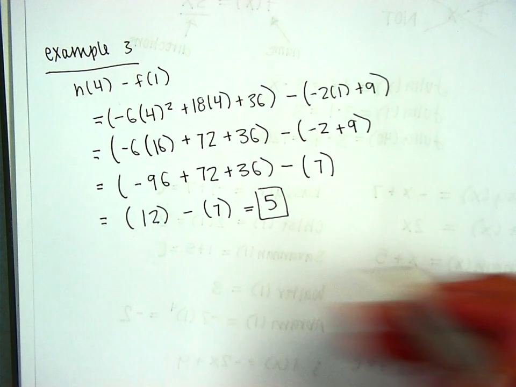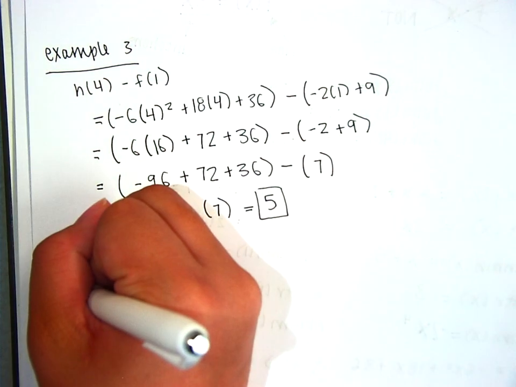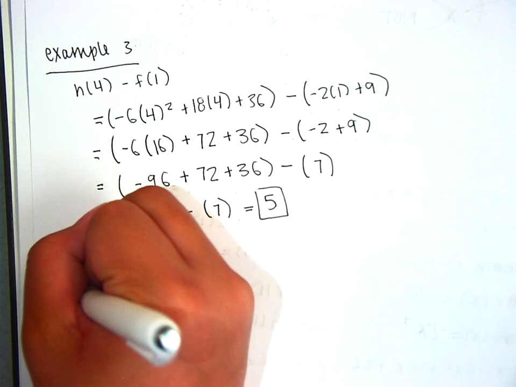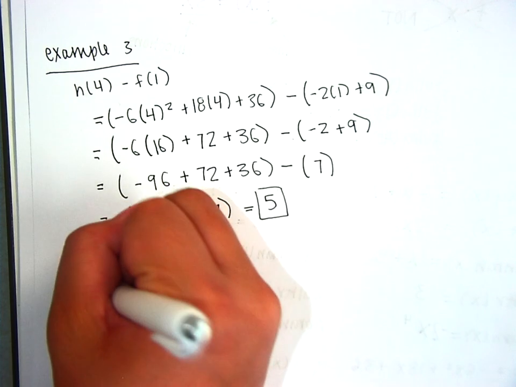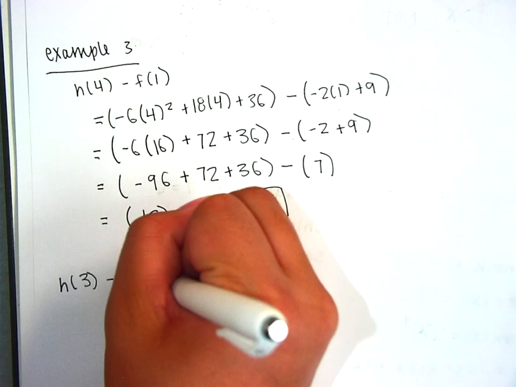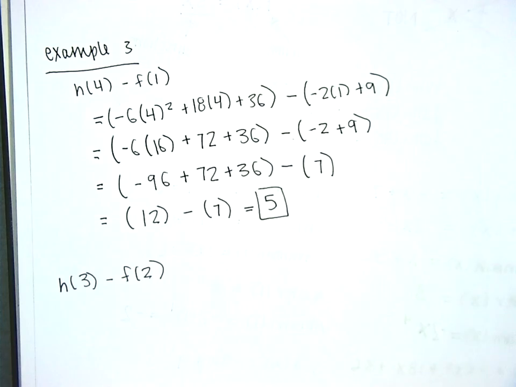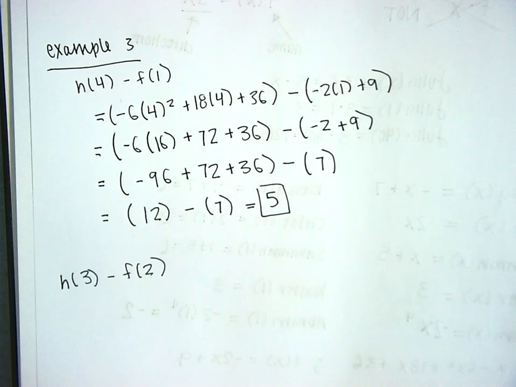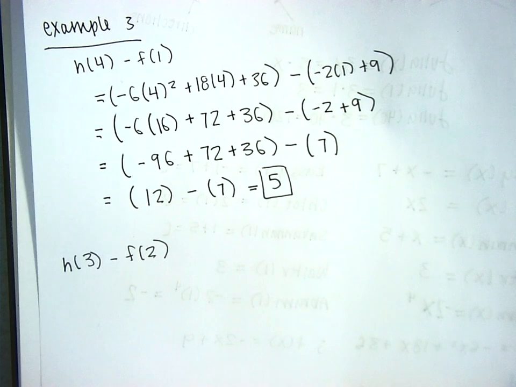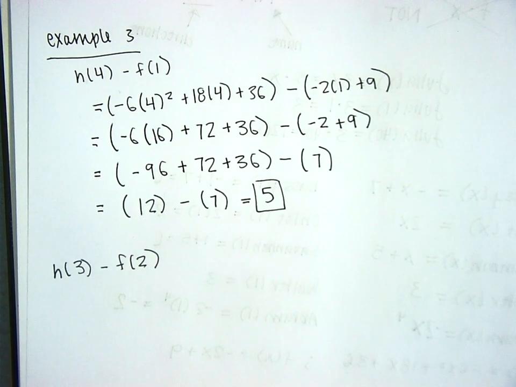Correct. Okay, this is your last problem that you need to do. H of 3 minus F of 2. Work with your partner and solve. Make it be plus. Are we still using the one? Yes. You're still using the one things. Oh, it's both of them.